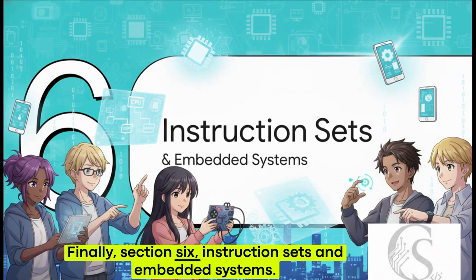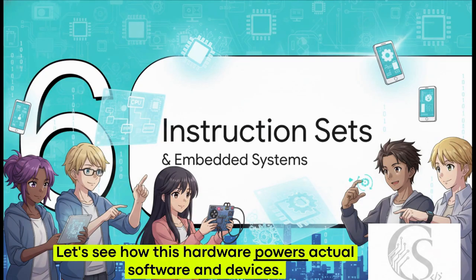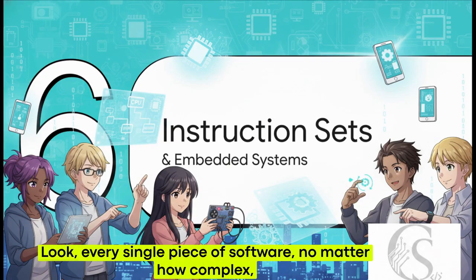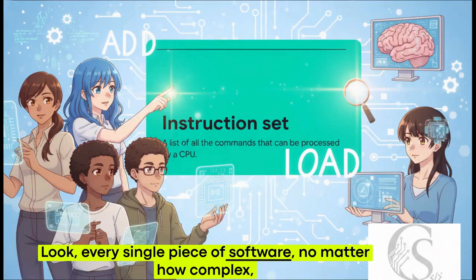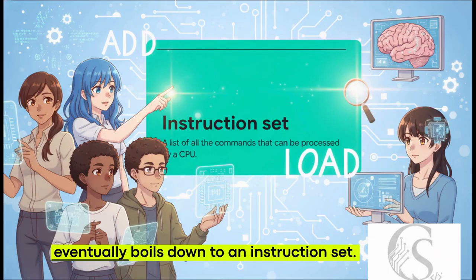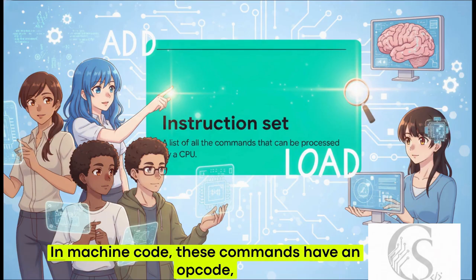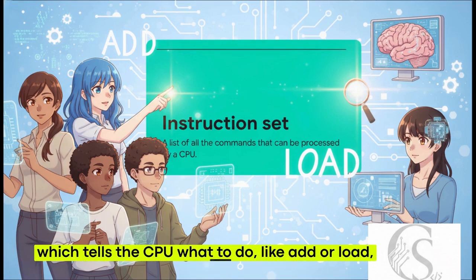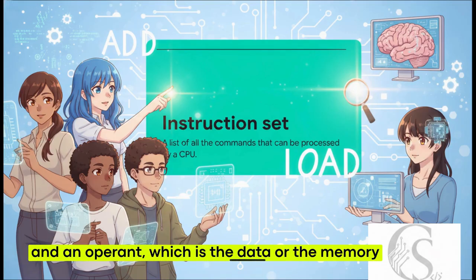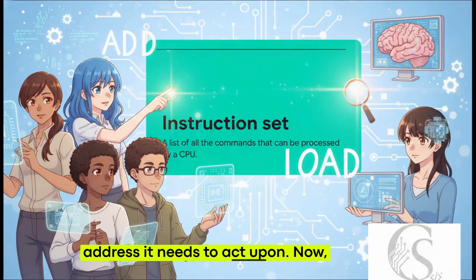Finally, Section 6, Instruction Sets and Embedded Systems. Let's see how this hardware powers actual software and devices. Look, every single piece of software, no matter how complex, eventually boils down to an instruction set. It's just a limited, specific list of commands that a particular CPU hardware actually understands. In machine code, these commands have an opcode, which tells the CPU what to do, like add or load, and an operand, which is the data or the memory address it needs to act upon.